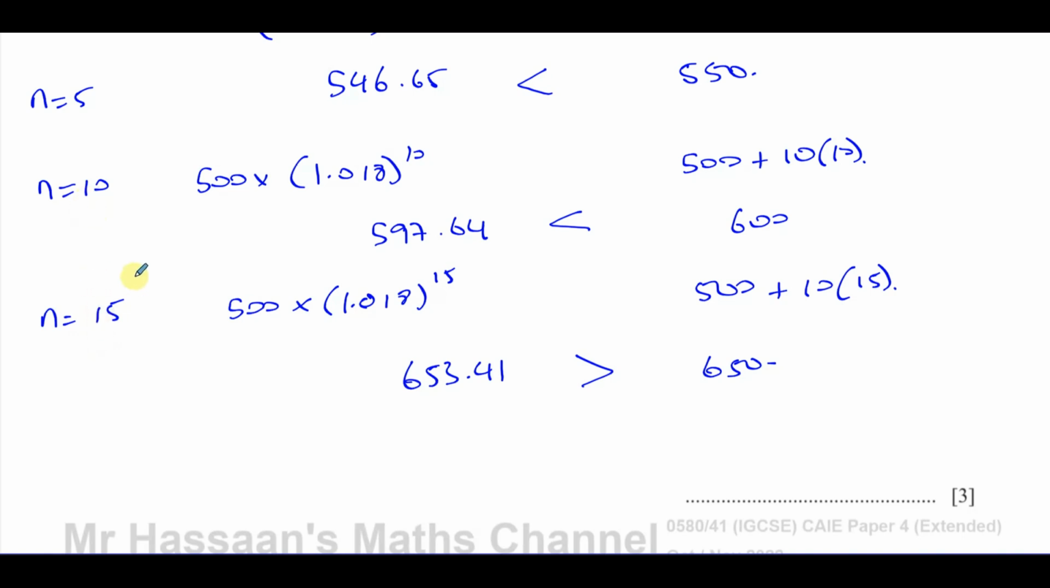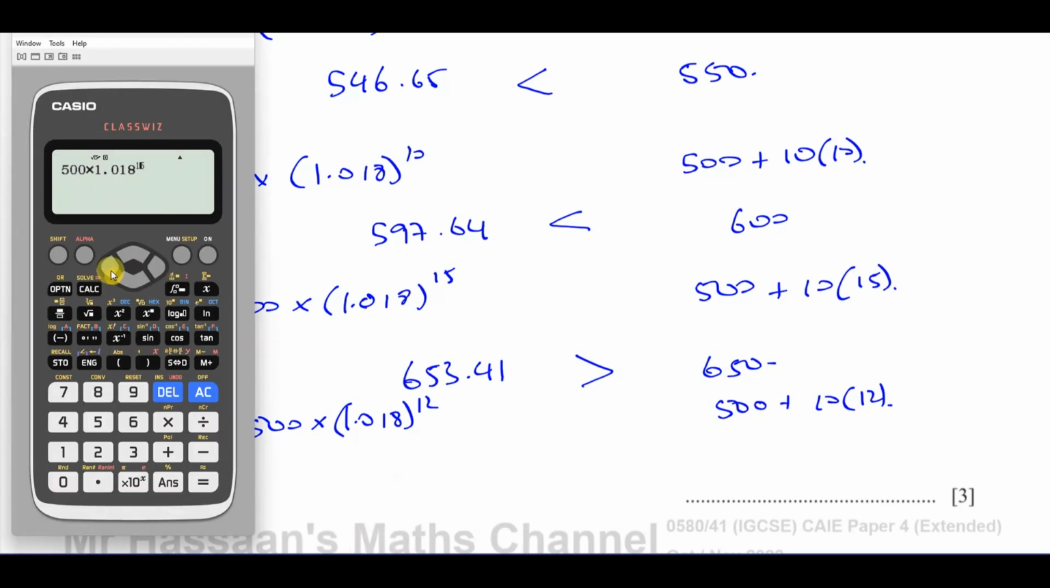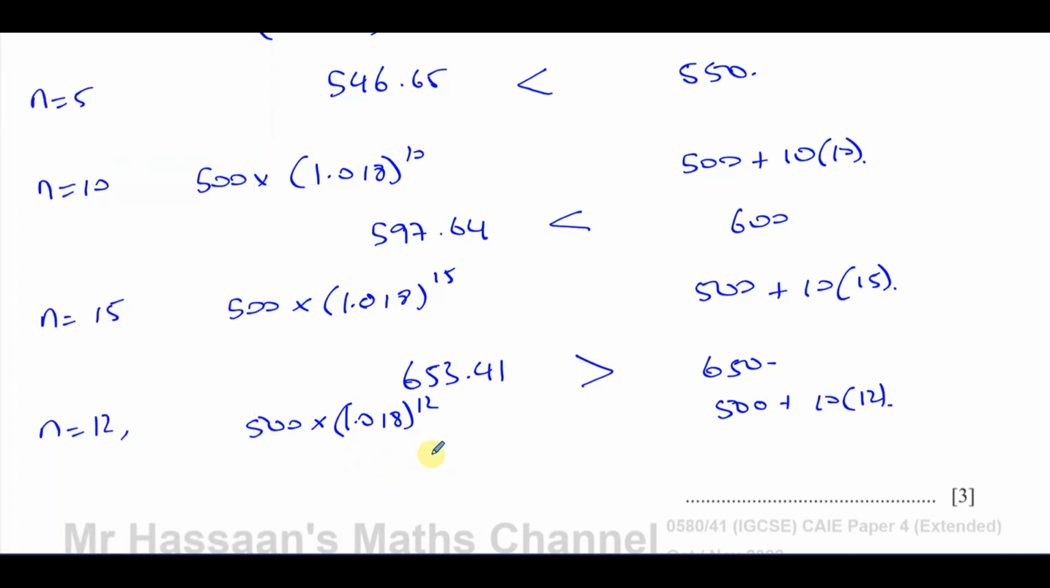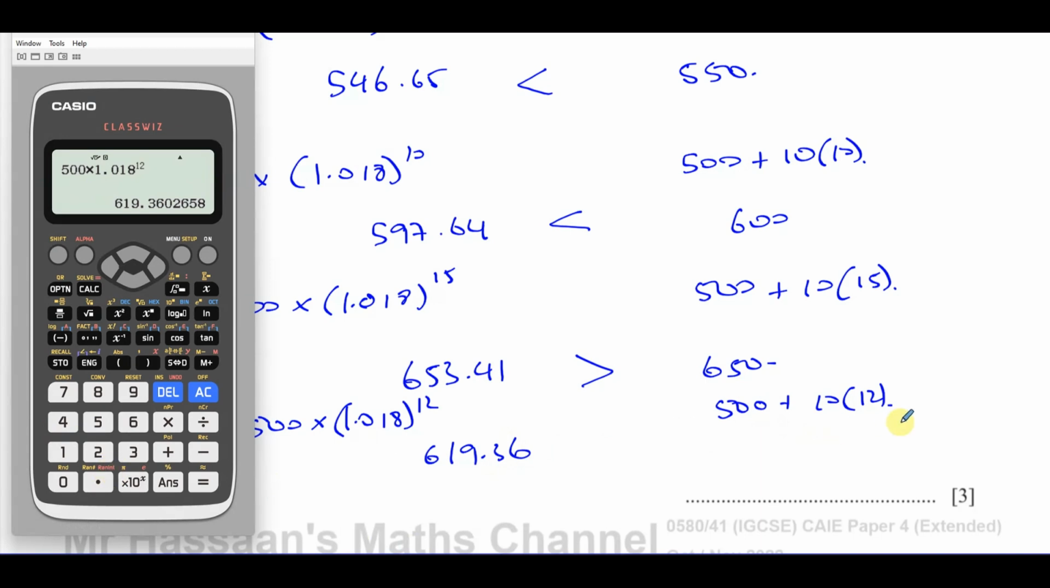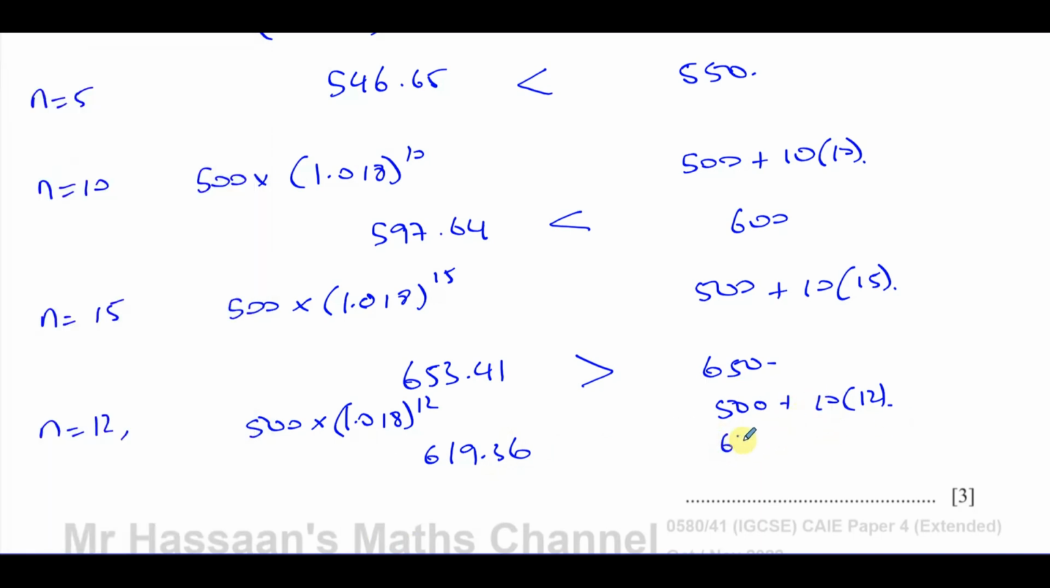So for example, let's say when n equals 12, and let's see what happens. So you have 500 times 1.018 to the power of 12. On this side we have 500 plus 10 times 12. So this is all trial and error because we don't know how to use logarithms. It's not expected in the syllabus, so we're going to use trial and error. So that's 619.36. In this case, that's going to be 620. Okay, so it's less, so it's going to be more than 12.